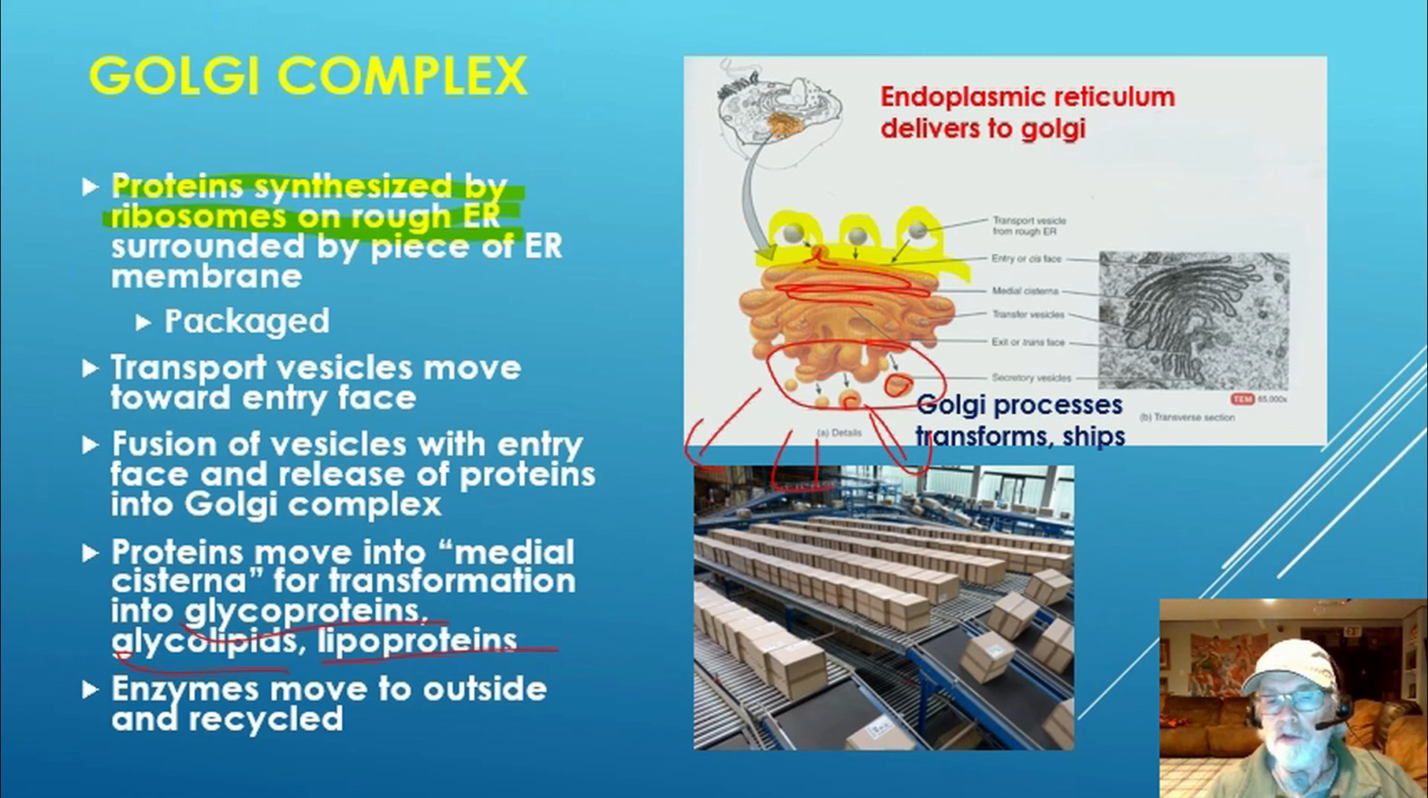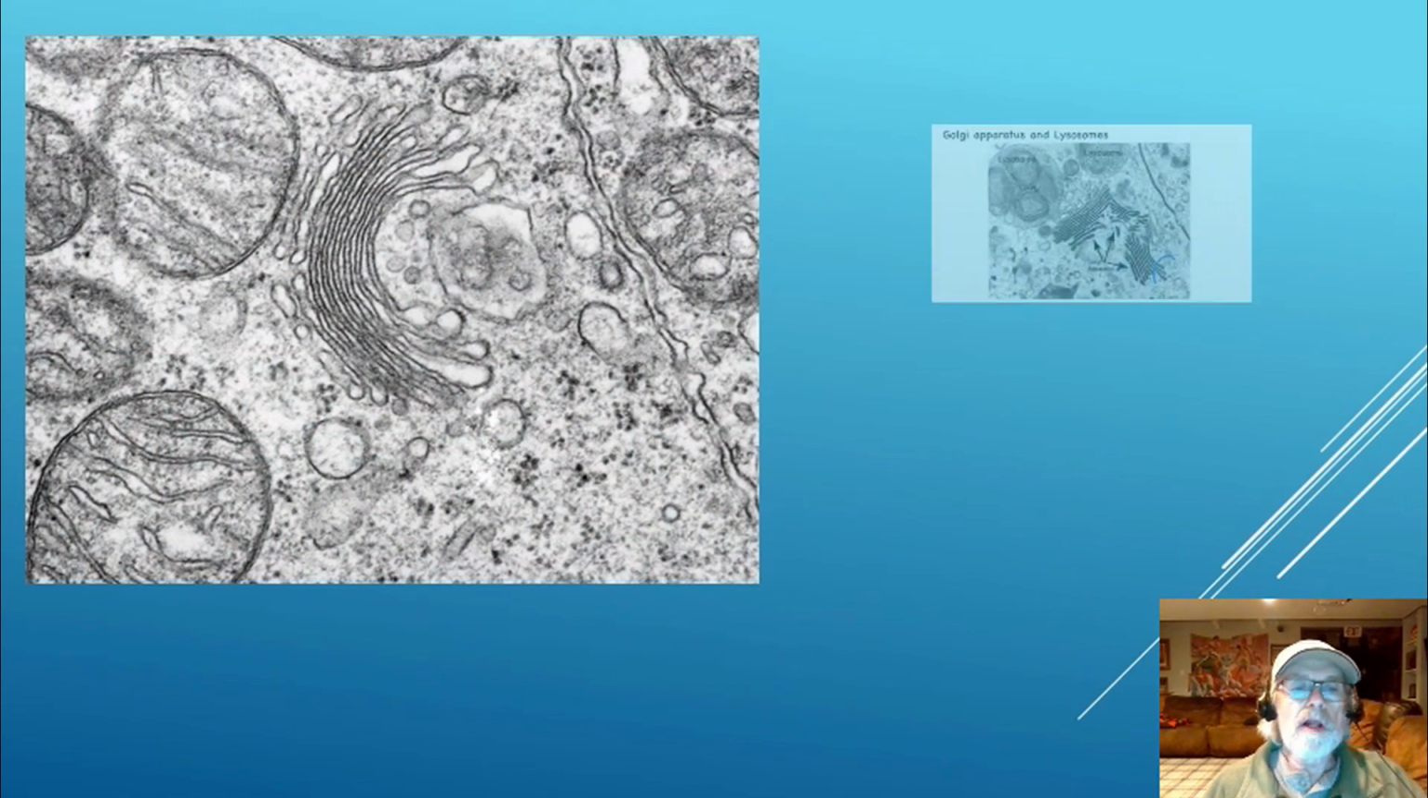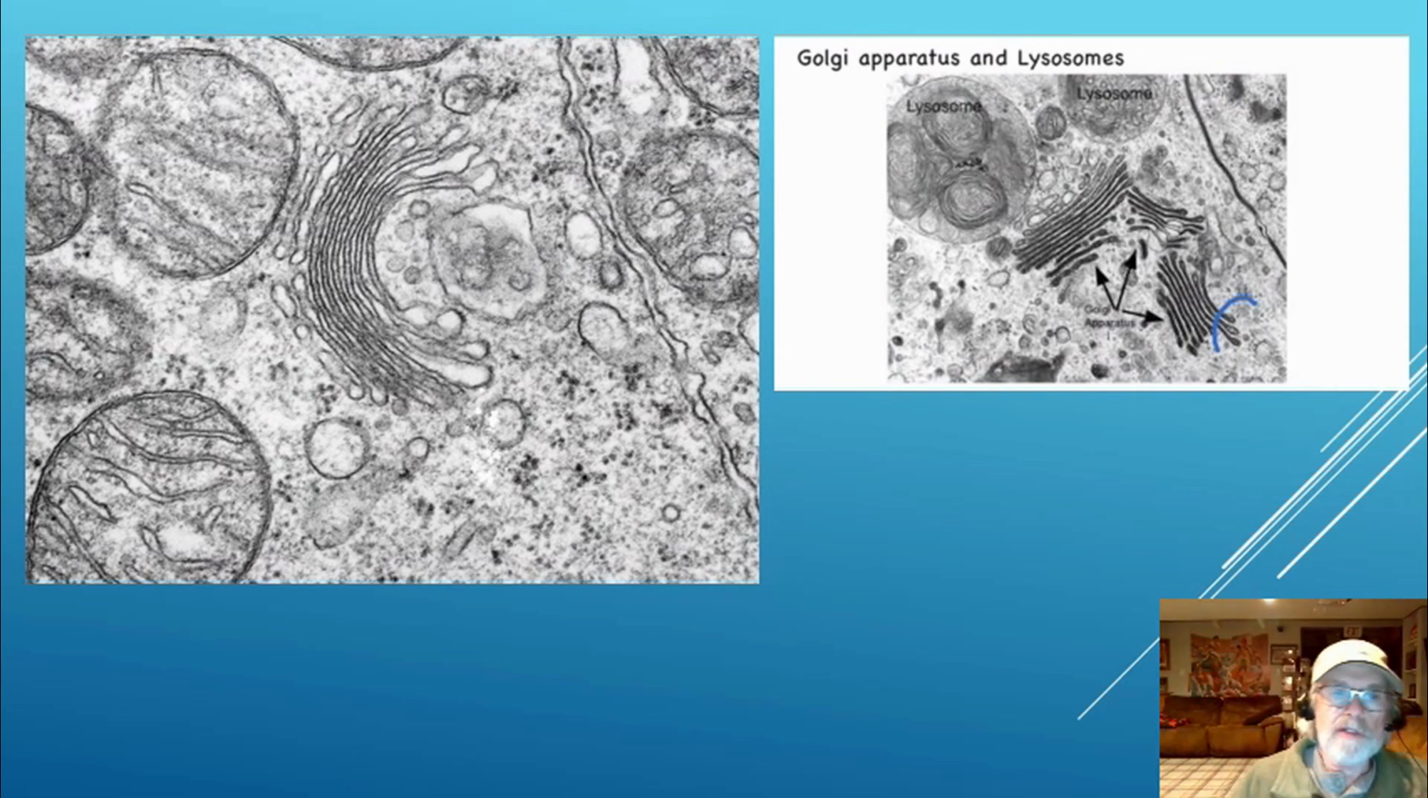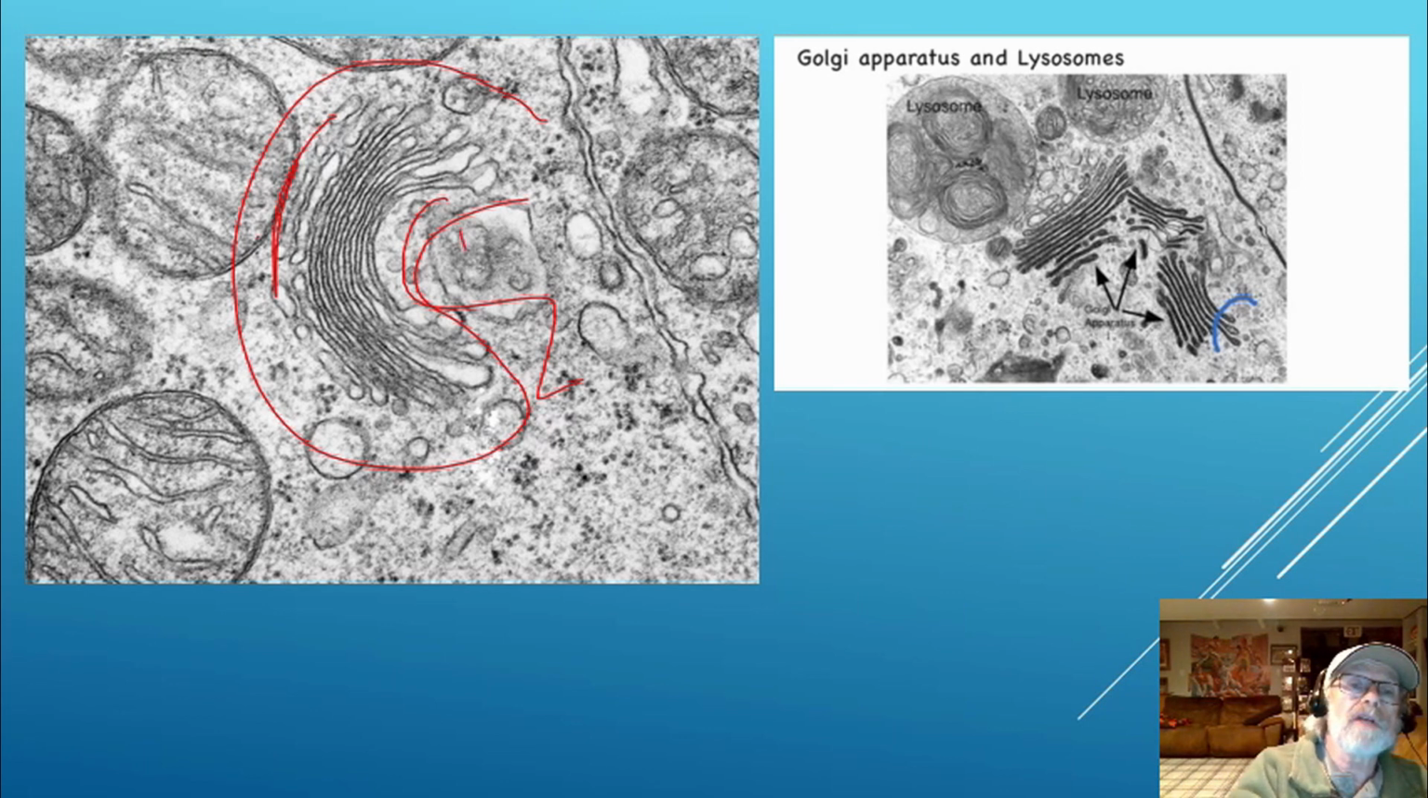So here's some boxes being packaged and shipped to where they need to go. Now this is a Golgi complex. If you look at this area right here, this is a Golgi complex. So this would be the entry face. This is the exit face, coming out this way. Actually, no, I'm wrong. This is the entry face, and this is the exit face, because this is the concave side. So this is a nuclear membrane sitting right here. Proteins are made.